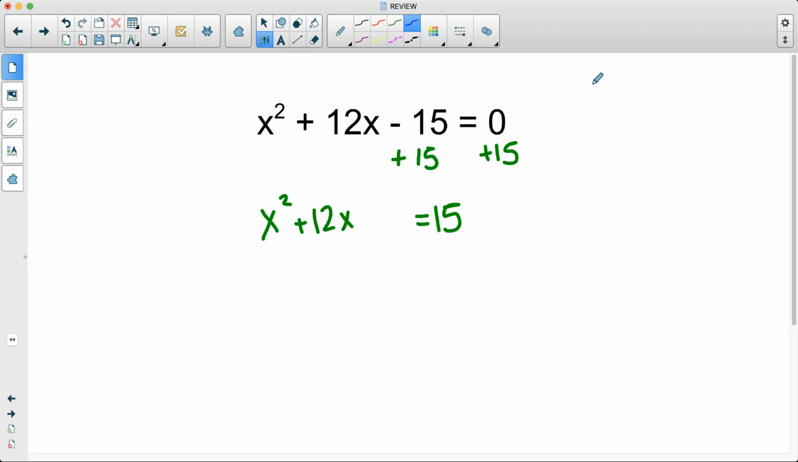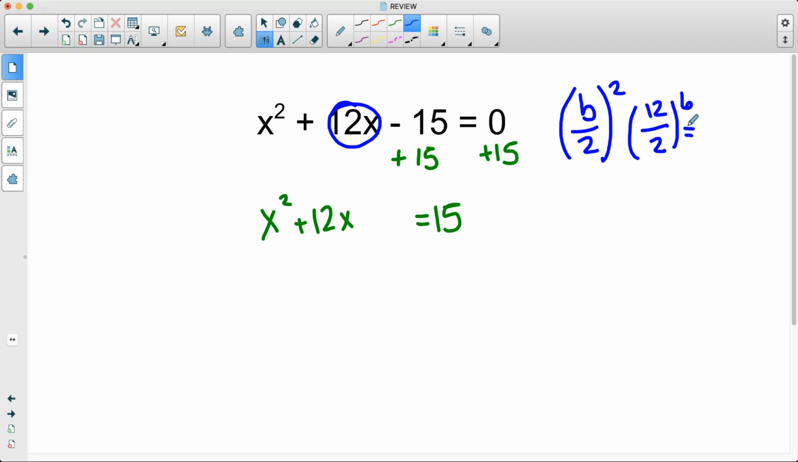So to get that number, I'm going to take whatever b is, divide it by 2, and then square that number. Here, for this quadratic, b is equal to 12. So I'm going to take 12 divided by 2, to the second power. Whoops, that should be to the second power, not the sixth power. 12 divided by 2 is 6, and 6 to the second power is equal to 36. So 36 is what I'm going to add to both sides.